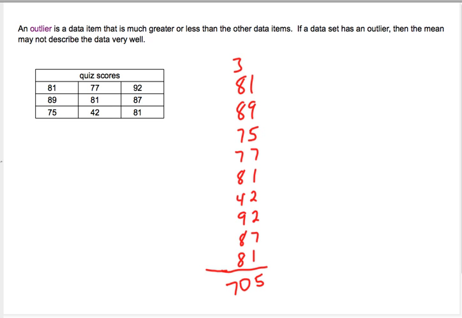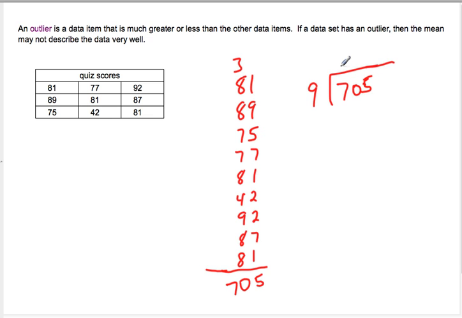Let's see if that makes sense. There's 9 data, and they're not all 100, so they're all about 10 to 20 less than 100. So it would be 900 minus about almost 200. Okay, that makes sense. So 705, I'll go with that. And there are, like I said, 1, 2, 3, 9 pieces of data, so we're going to divide by 9.